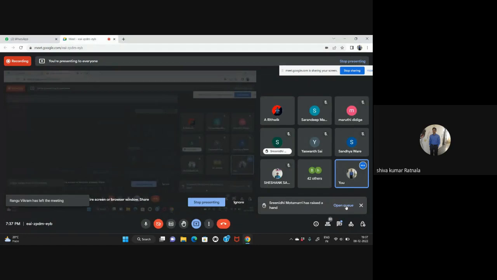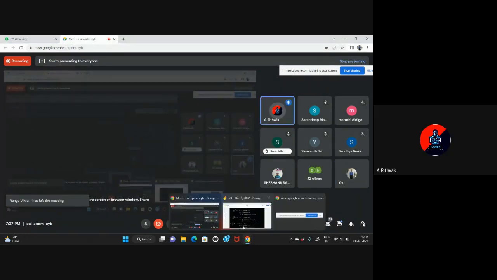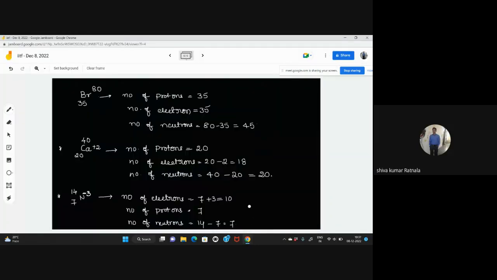Okay, understood? Yes, sir. So this is the way we calculate the number of electrons, protons, and neutrons.